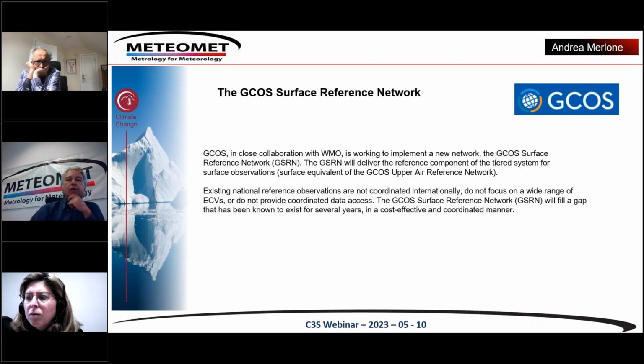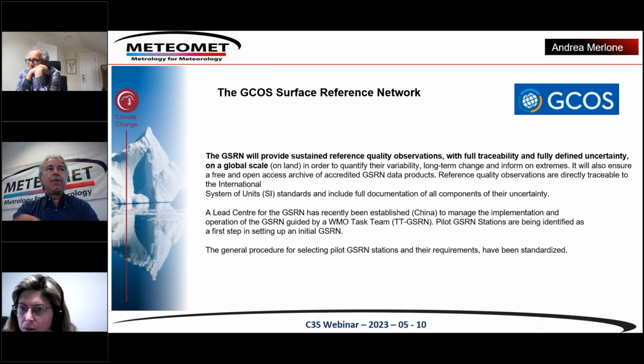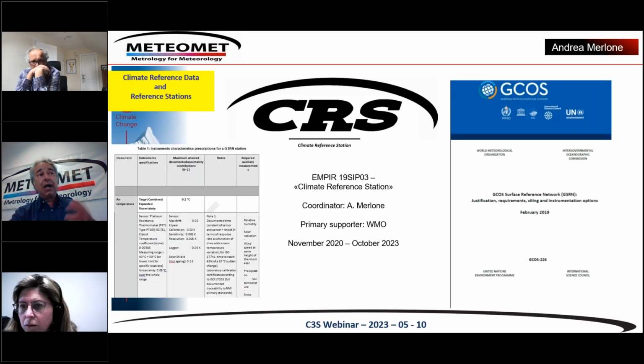So the GCOS is working on that. The GCOS now is really pushing after the Gruen pizza talk we'll surely talk about. The Gruen is on upper air, and the GCOS now went on the land surface, so launching the GCOS Surface Reference Network, which would be an interesting initiative for establishing reference data from near land surface traditional stations. It will provide systemic reference quality observation for long term, fully characterized and with documented uncertainty, possibly.